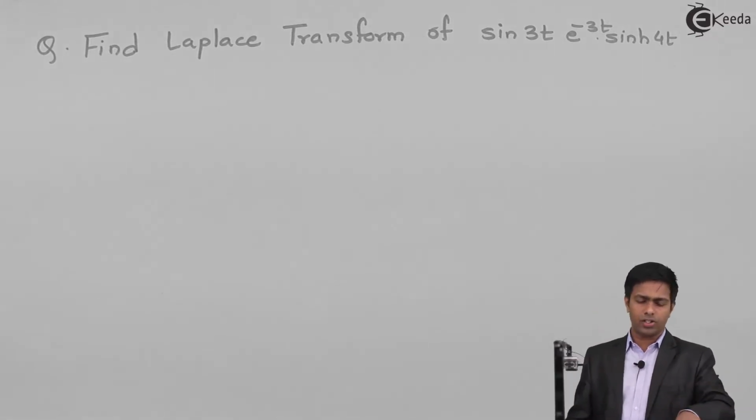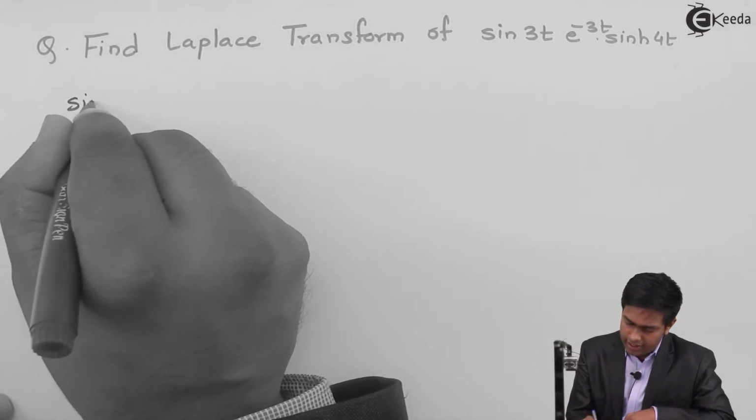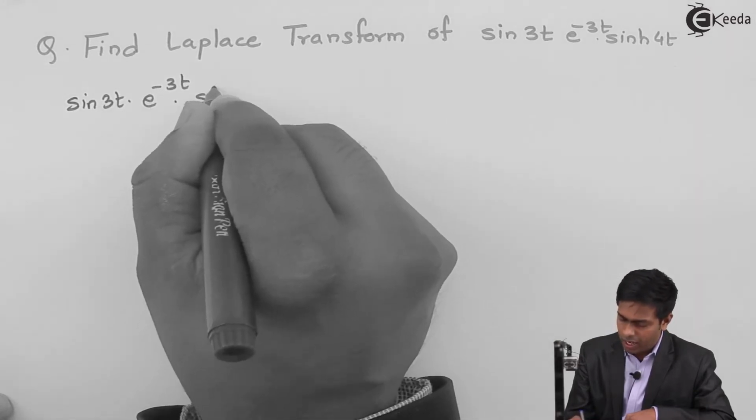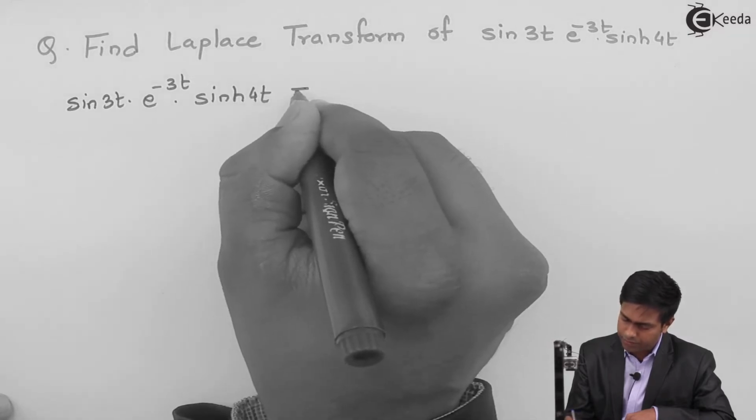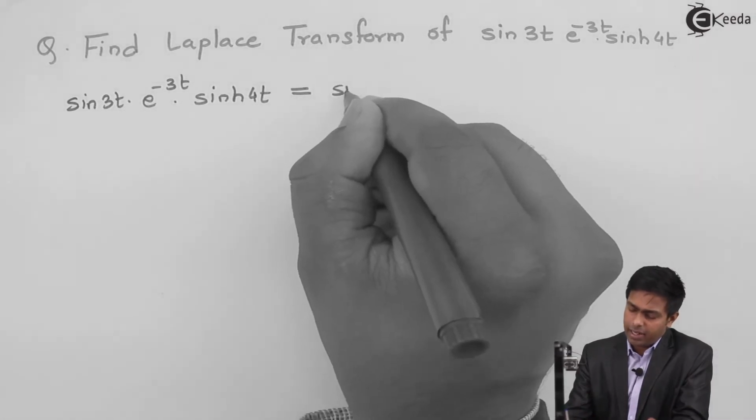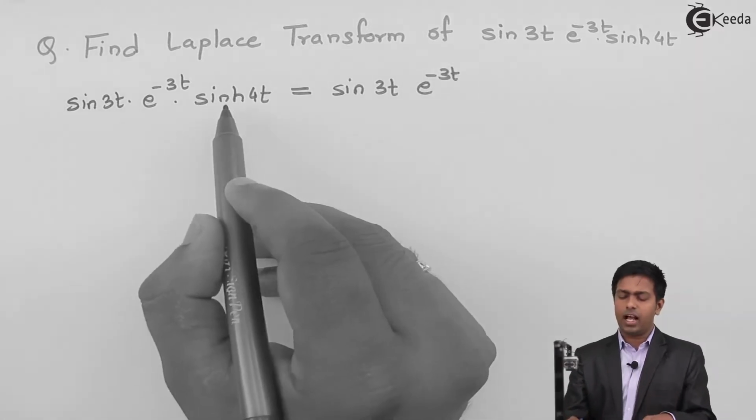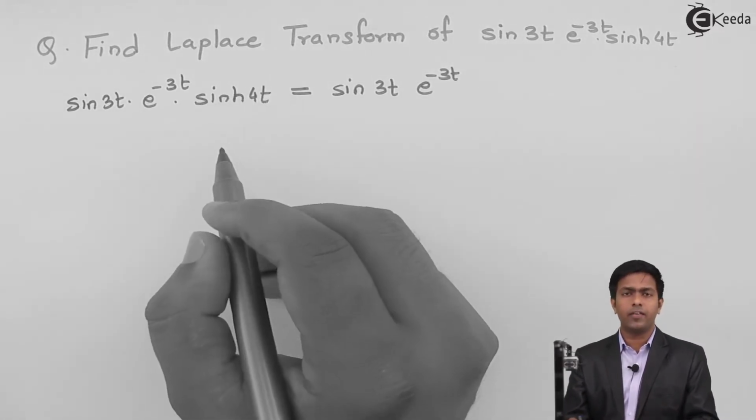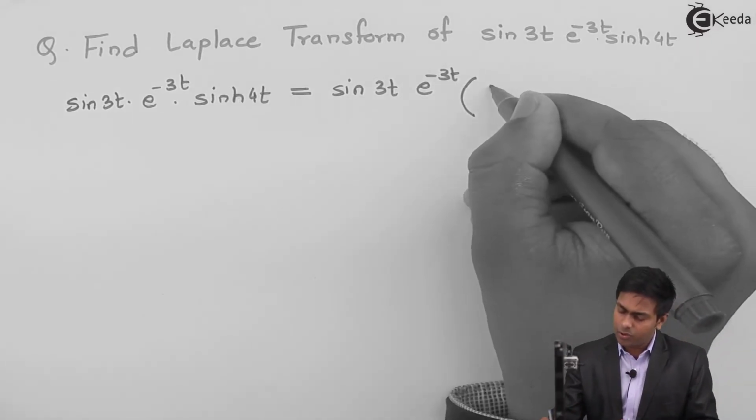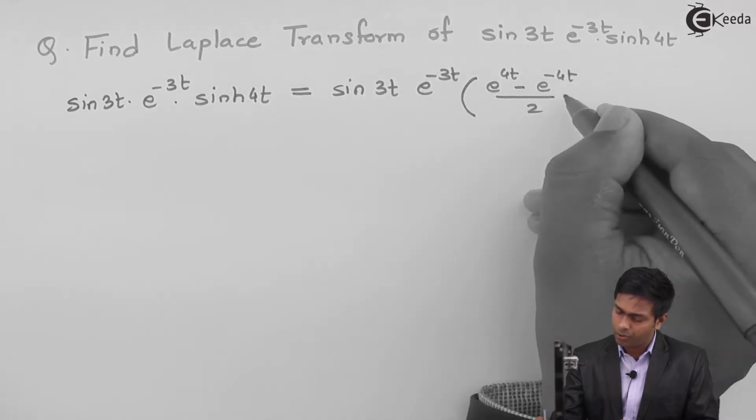So let's write down the function. So here I'll say that sine 3t into e raised to minus 3t into hyperbolic sine 4t equal to. Now guys, sine 3t term I'll keep as it is, e raised to minus 3t as it is, and for this hyperbolic sine 4t, we can apply the formula of hyperbolic function. We know that it is equal to e raised to 4t minus e raised to minus 4t upon 2.